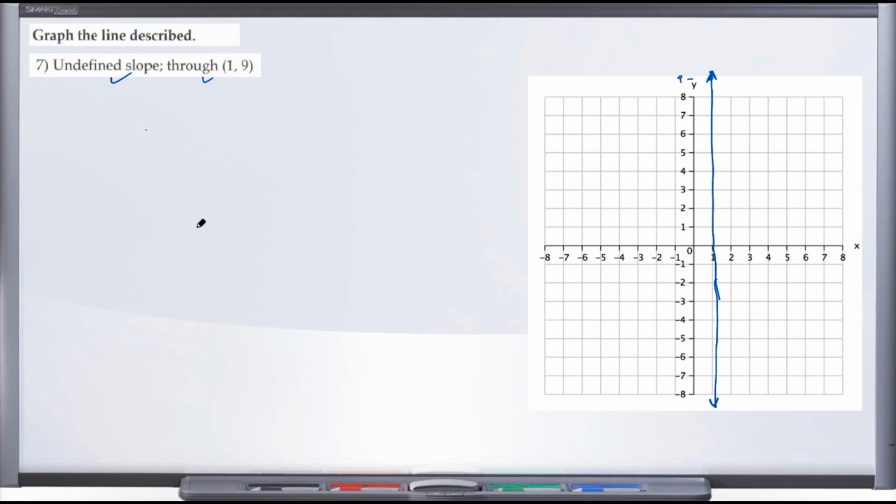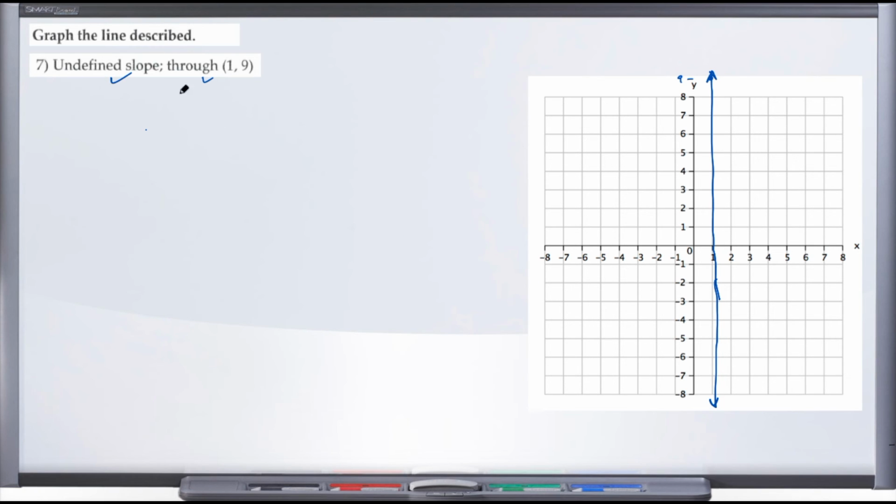If they are simply asking you to graph the line, start by plotting the point that they give you, and then from that point use the slope to determine where your next point is, and then you can go ahead and connect those two dots. In this case, we plotted our first point, and since our slope was undefined, we know right away that this is going to be a vertical line.